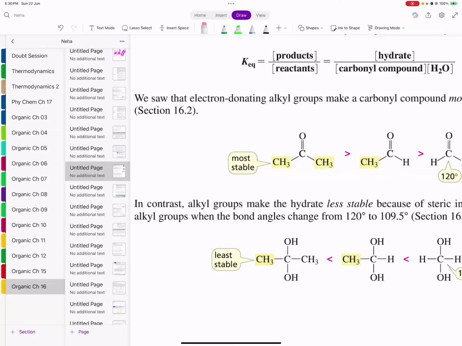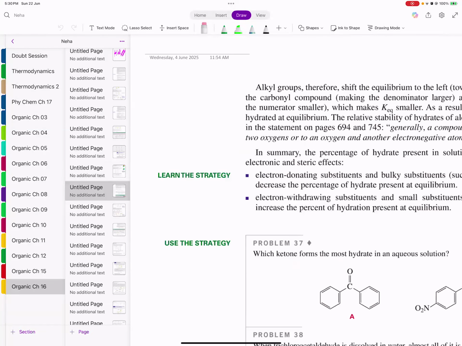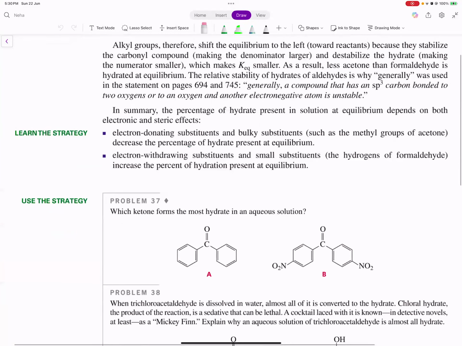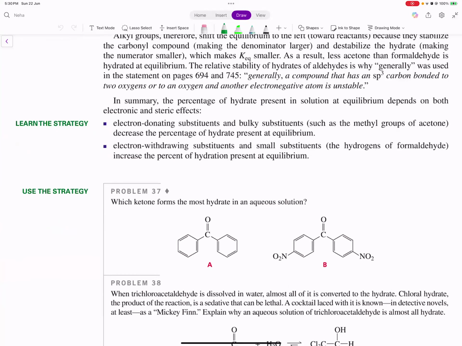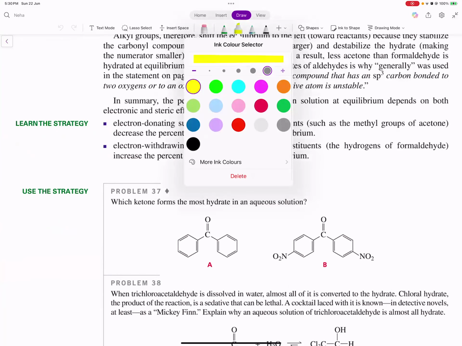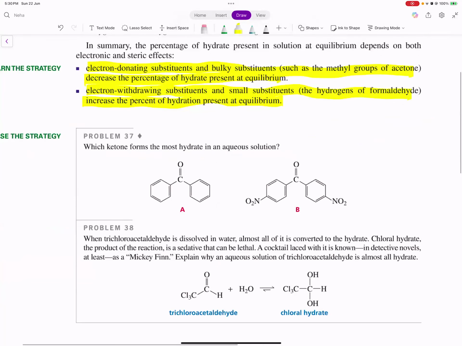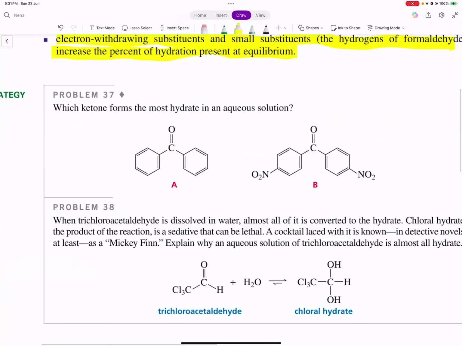So electron withdrawing groups are going to increase the hydrate formation. Electron donating substituents and bulky substituents decrease the percentage, and electron withdrawing substituents and small substituents increase the percentage of hydrate. So which ketone is going to form more hydrate, A or B? So B. Yes, right.